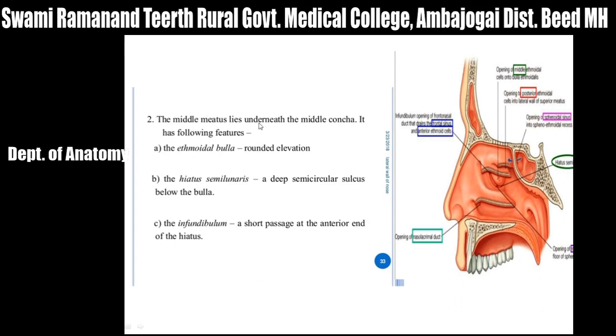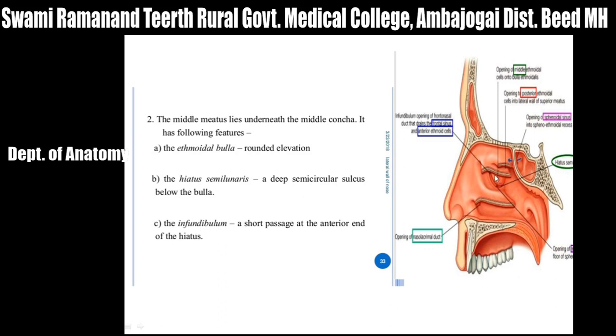Then next is the middle meatus. The middle meatus is present just beneath the middle concha. What is the middle concha? The middle concha is nothing but a projection from the ethmoidal labyrinth. Here in the middle meatus there is a rounded elevation, and that is called the ethmoidal bulla.